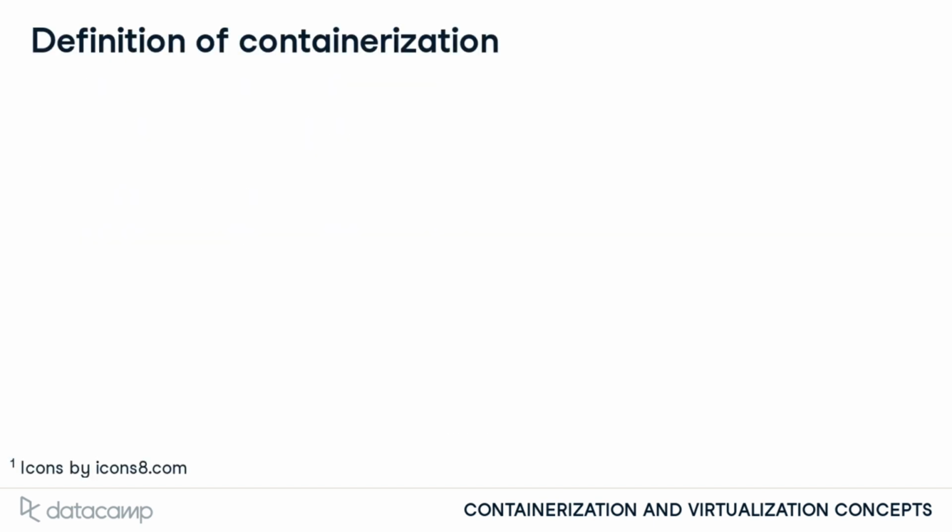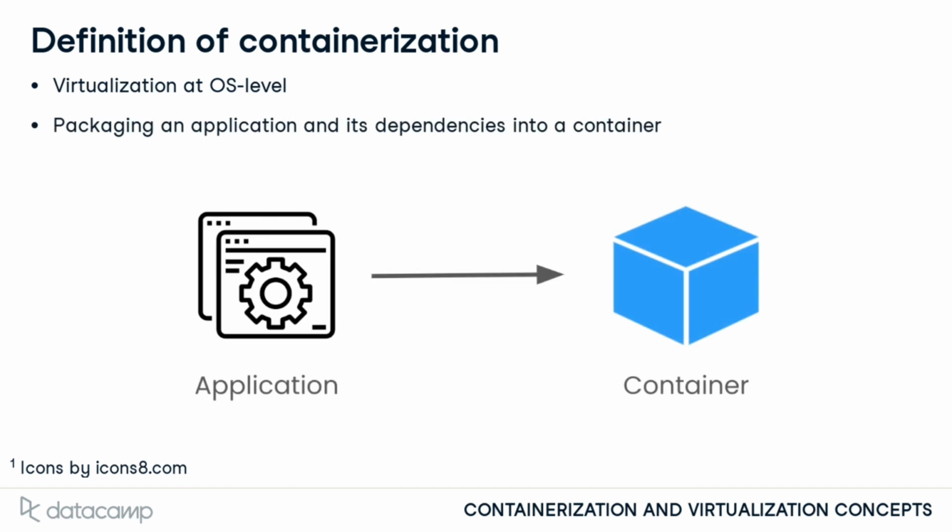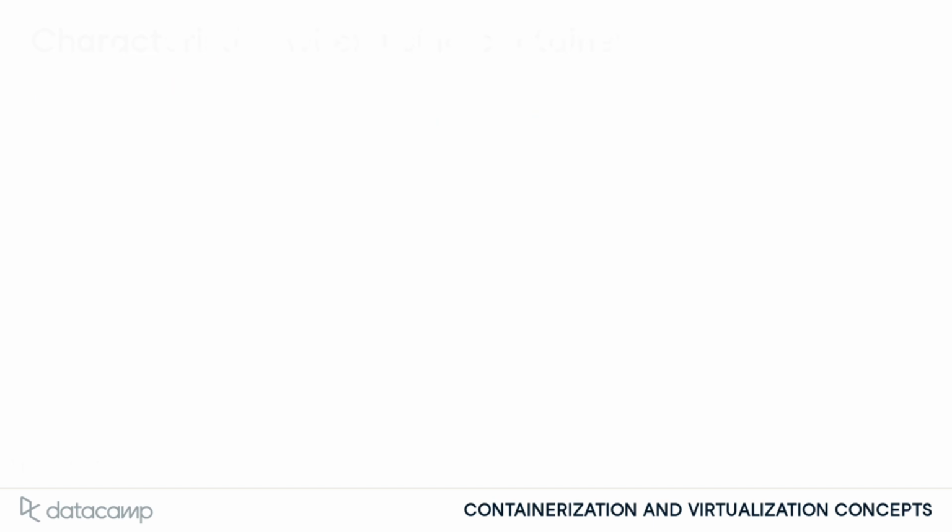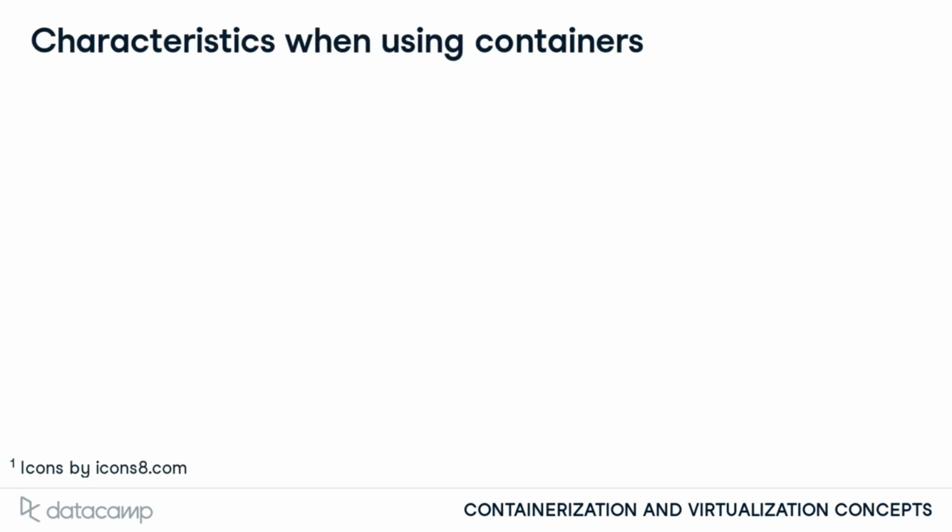So the definition of containerization is twofold. First, containerization is virtualization at the operating system level. Second, containerization is the process of packaging an application and its dependencies into a container with its own environment managed by the OS kernel. Let's consider the characteristics of containers.